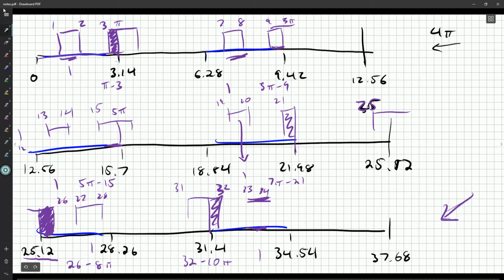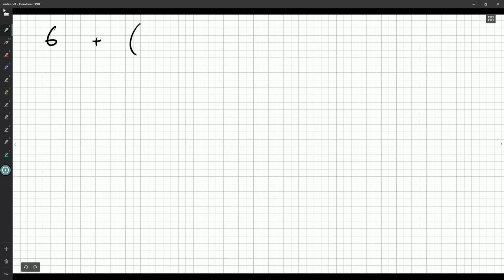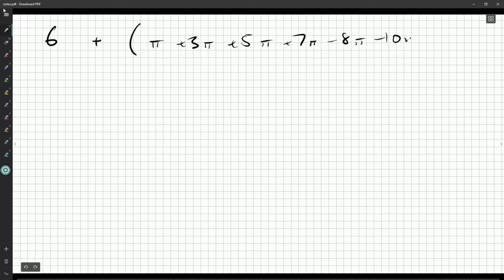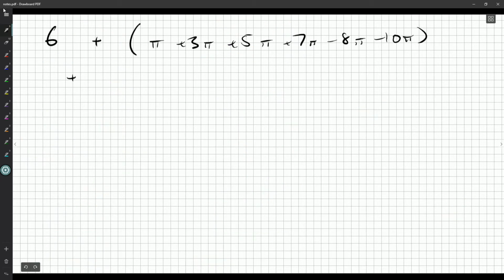So we've got 1, 2, 3, 4, 5, 6 ones. And then we've got pi, 3 pi, 5 pi, 7 pi, minus 8 pi, minus 10 pi. And then we've also got minus 3, minus 9, minus 15, minus 21, plus 26, plus 32.